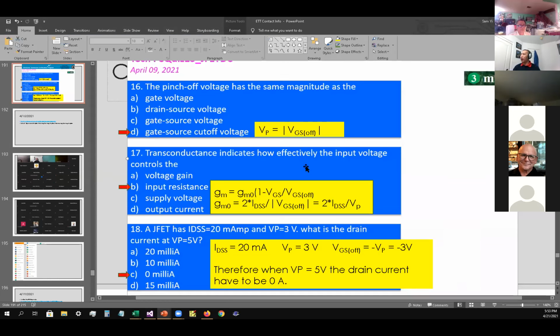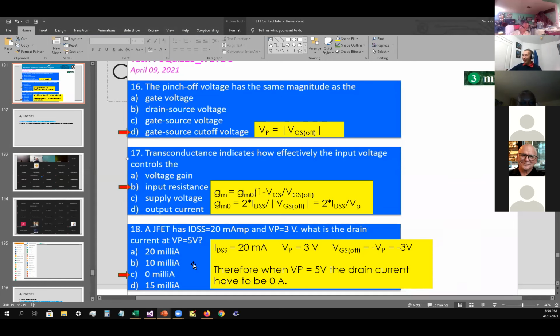The pinch off is always the opposite of VGS off. So they can give you one or the other, and that's all you need. They're the same magnitude but have different signs. Yes, right. Thank you, Mr. Smith. Right.